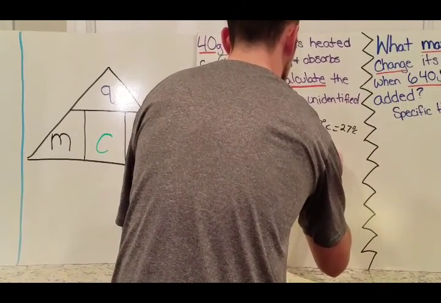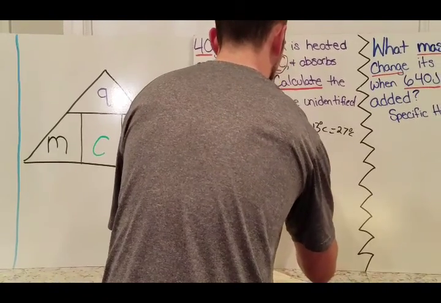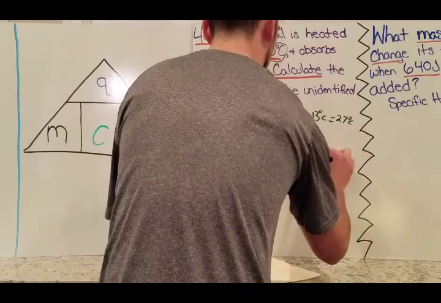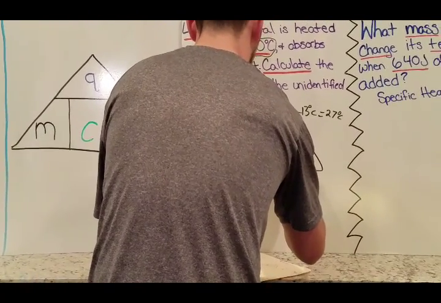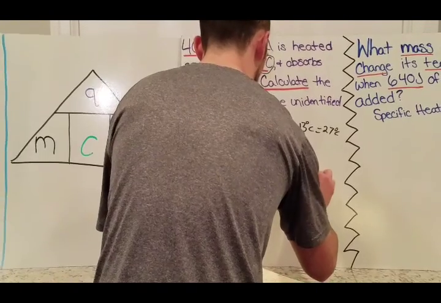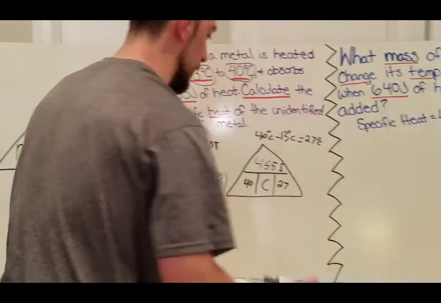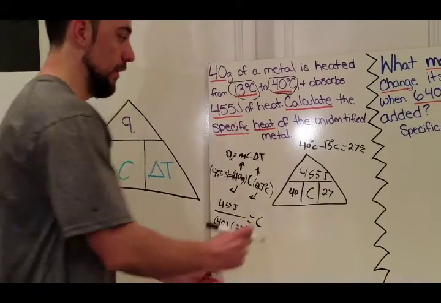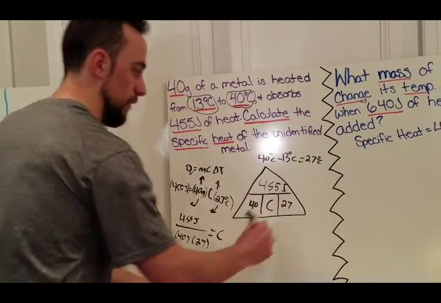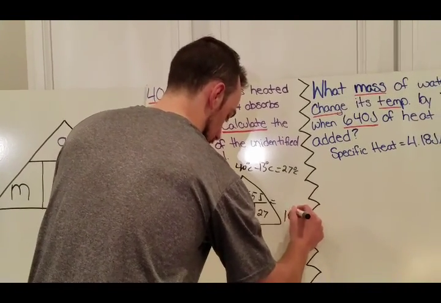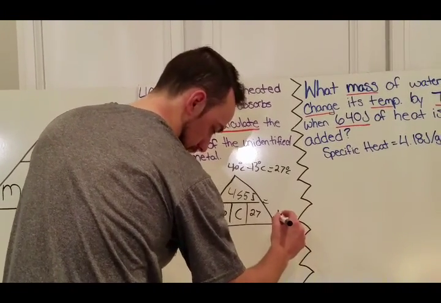So I'm going to put 455 joules up top in my little triangle. Okay? I'm going to have that over 40. I don't have C, and I'm going to put 27 over here. See how that's all filled in? Awesome. So now, multiply 40 and 27. That's going to give me 1,000. I gotta make sure my number's right.